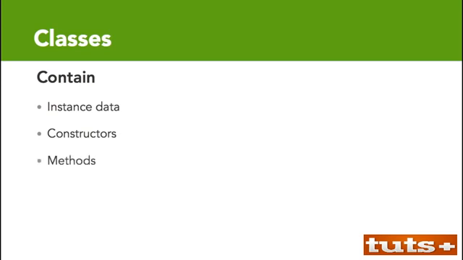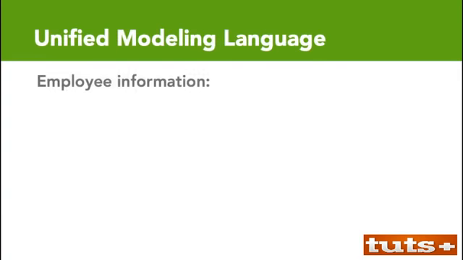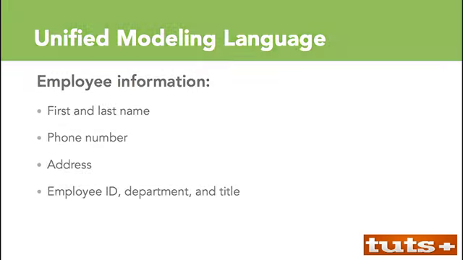and methods, the blocks of code common to all objects of this class that represent the object's behavior. To determine the required information for the employee class, you need to conduct interviews and have discussions with the end user. For our example, we want to create an employee class for a payroll program. Therefore, we have already determined that we will need the following pieces of data: the employee first name, last name, phone number, address, employee ID, department, and title.